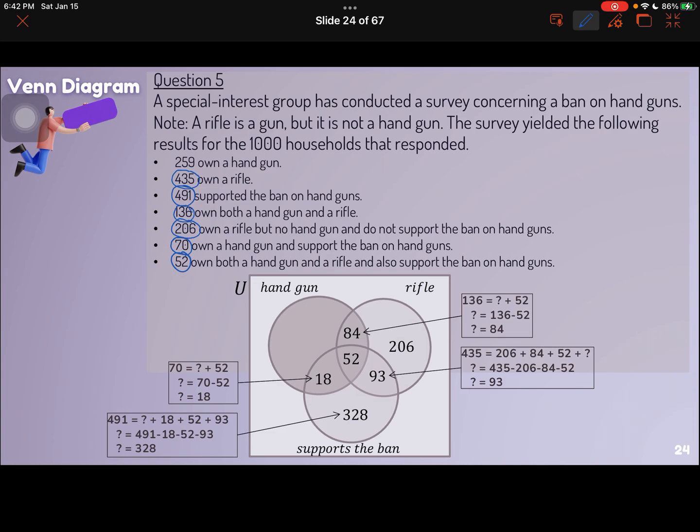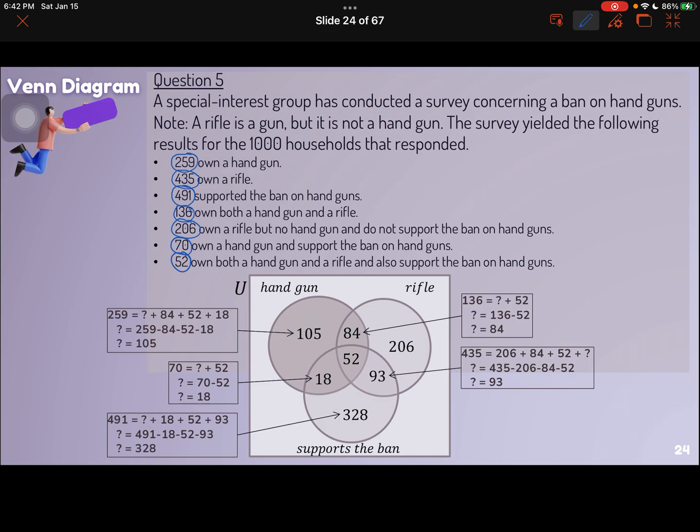So now I can take this 259 to almost complete the Venn diagram, and that is own a handgun. So we see here this set, and we can calculate this unknown value. So the equation is the value that I don't know plus 84 plus 82 plus 18, and then I make this operation to get that the missing value is 105.